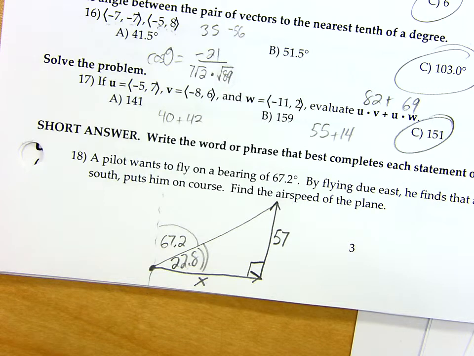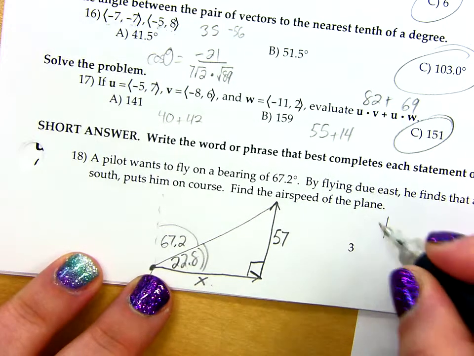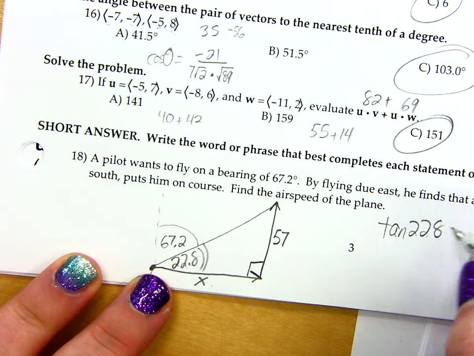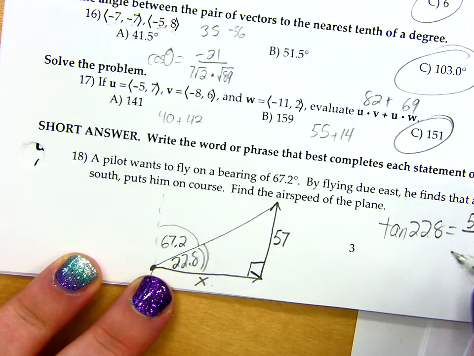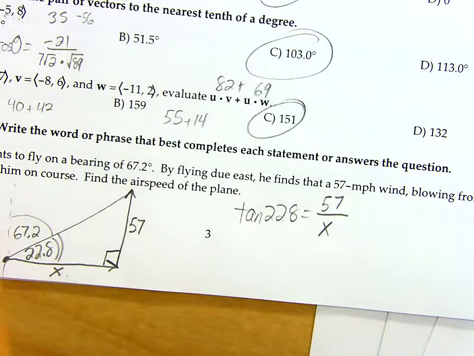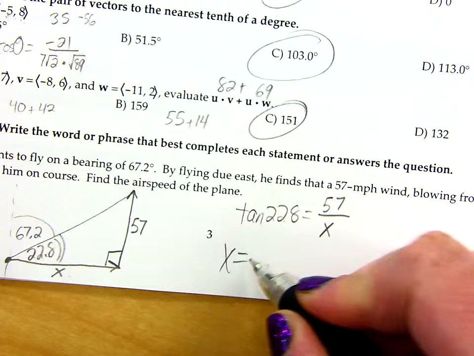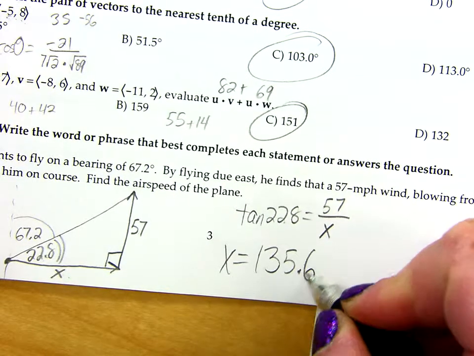Pythagorean Theorem. Too much work. Can't I just do tangent? Right? Tangent of the angle, opposite over adjacent. Yeah, I got this. Tangent 22.8 equals opposite 57 over adjacent x. There's my equation. Solve it and you are golden. 57 divided by tan of 22.8. So the airspeed of the plane is 135.6.